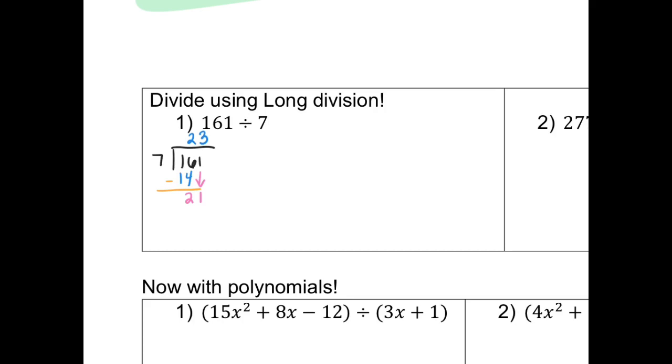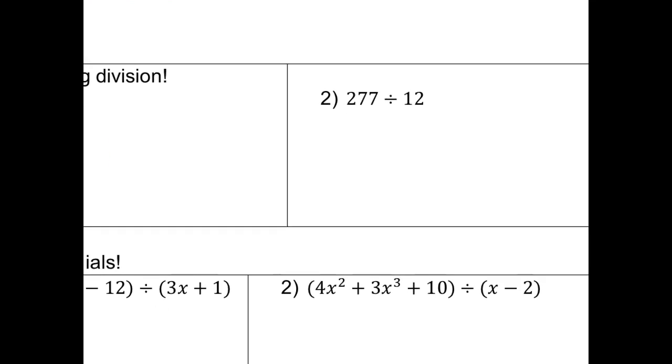Then we're going to multiply. 3 times 7 is 21. Subtract, and my remainder is 0. So my answer would just be 23. Let's take a look at that again and maybe talk it through a little bit slower.